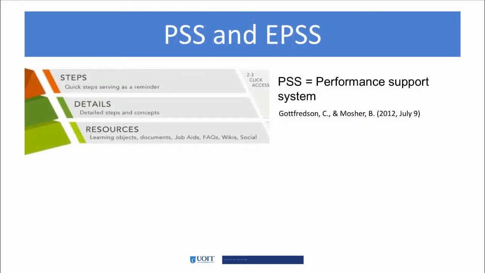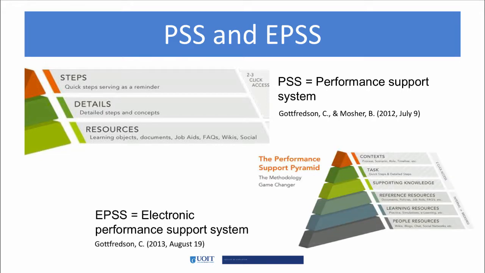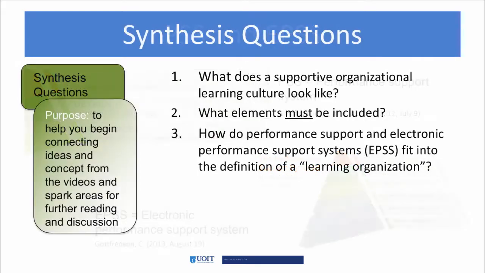PSS, or performance support systems, supply easily accessible materials, such as job aids and documents. EPSS includes many of these supports, but there is much more depth and variety. There is an increase of learning resources in addition to people resources. Note that the people resources need not be on site, but are often available through personal learning networks or the Web 2.0 sphere.